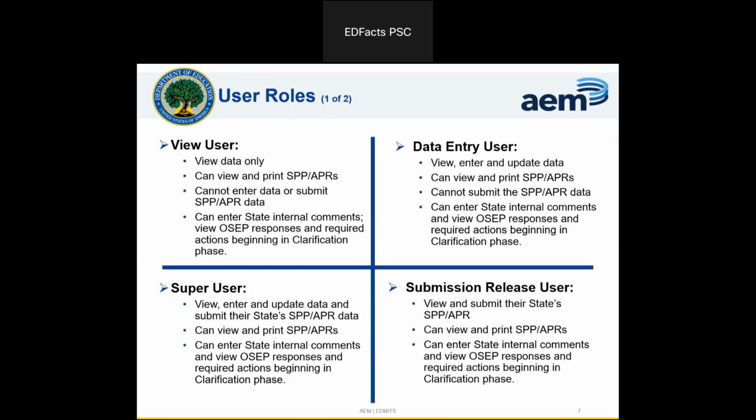And then fourth and final is the submission release user. So these users can view and submit their state's SPP APR. However, they cannot update or edit data. They can also view and print their SPP APRs and enter state internal comments and view those OSEP responses and required actions.